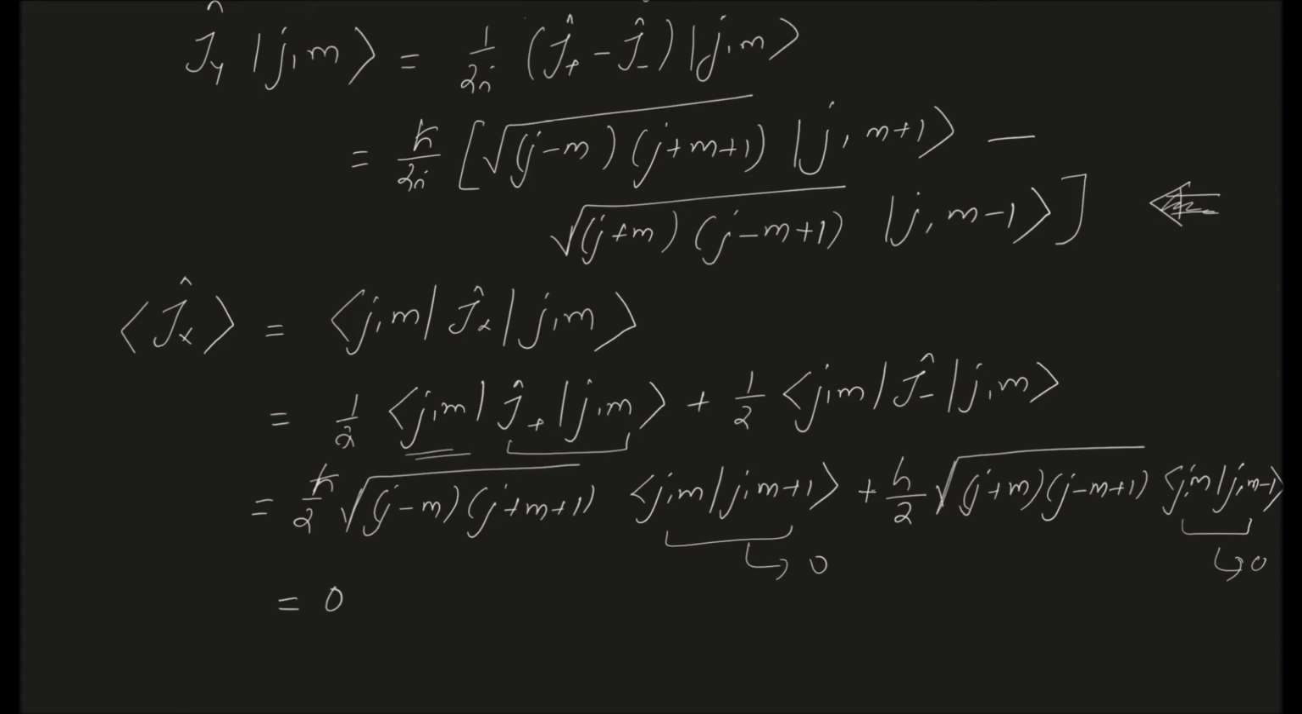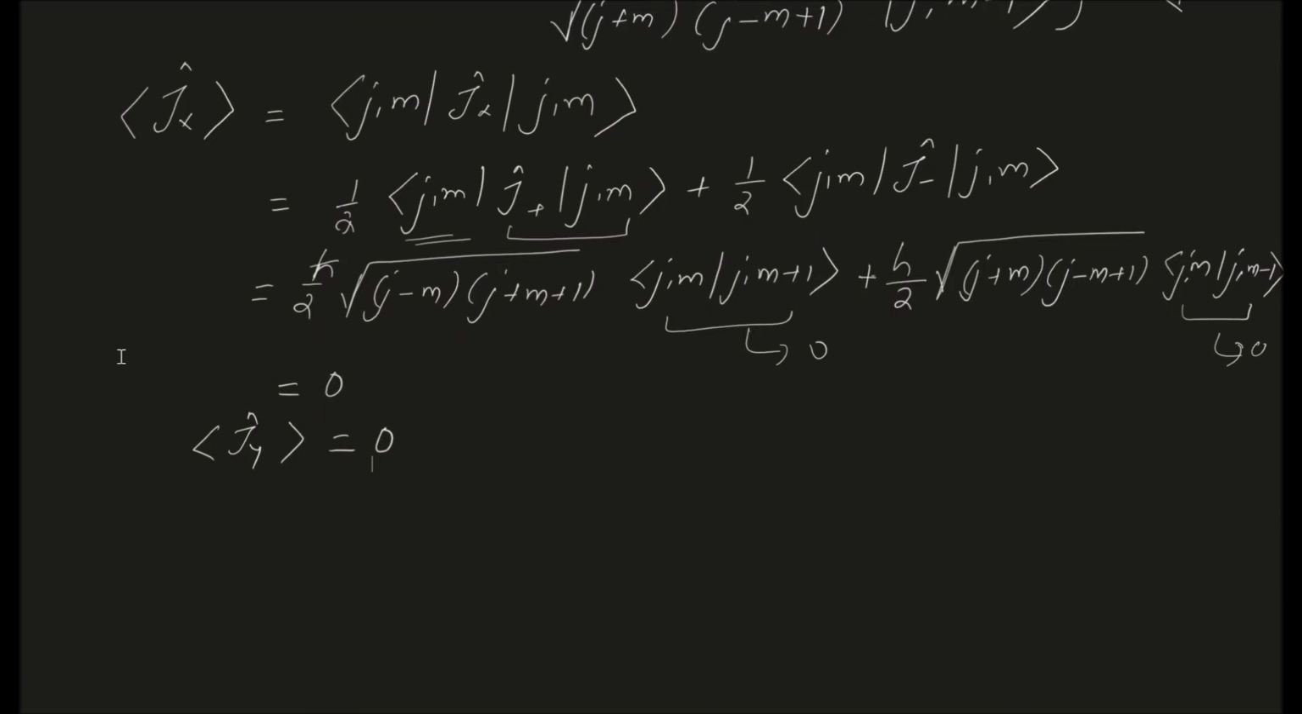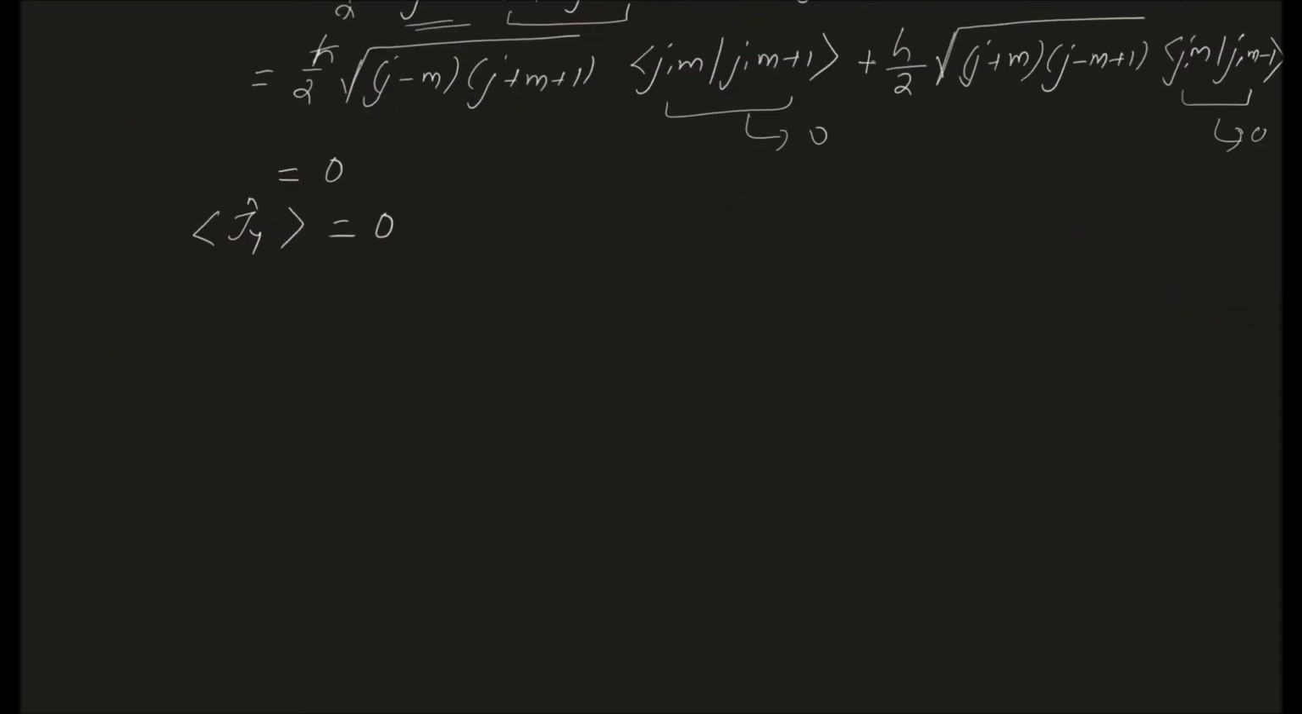In a similar fashion, you can show that the expectation value of the operator Jy is also equal to 0. So the average value of the x component or the y component of the angular momentum will be 0 when you simultaneously diagonalize the J square and Jz operators. Now let's see what the expectation value of Jx square is.